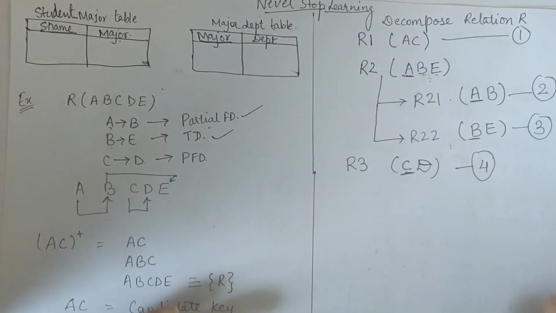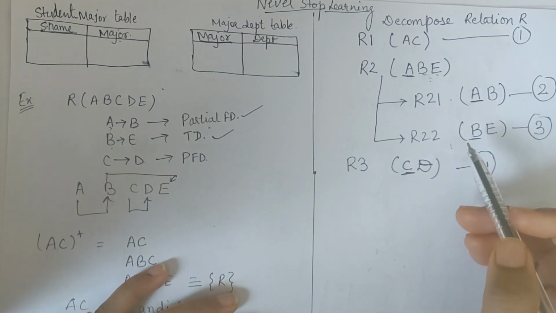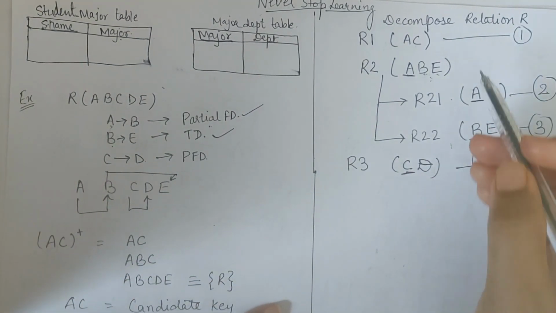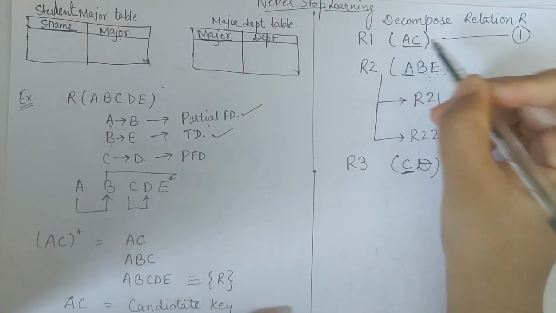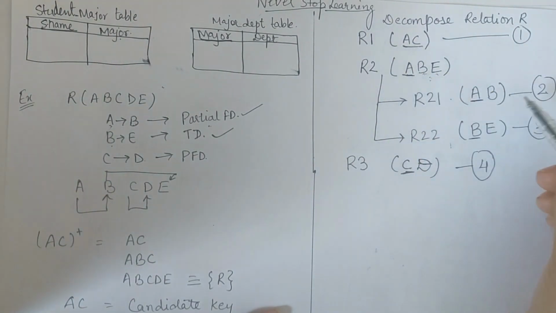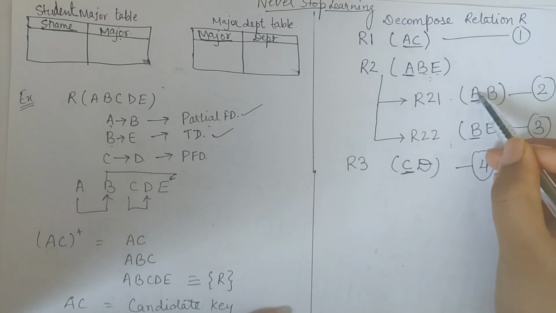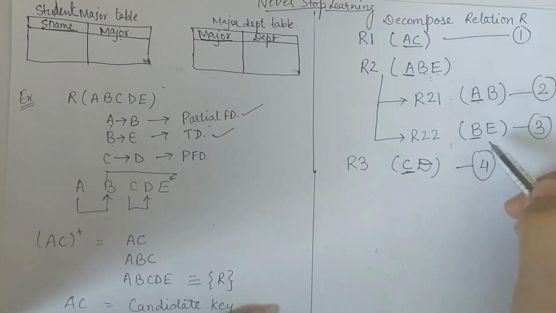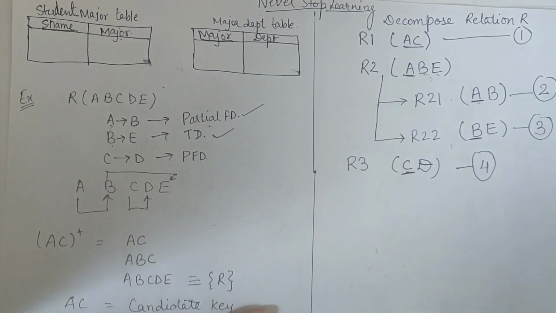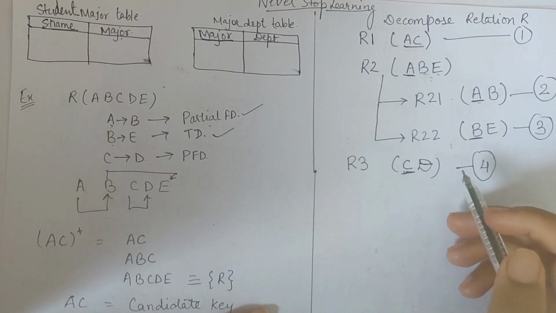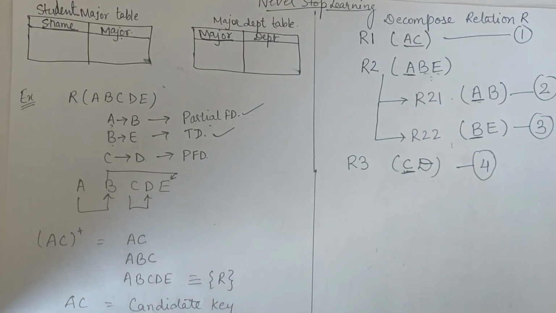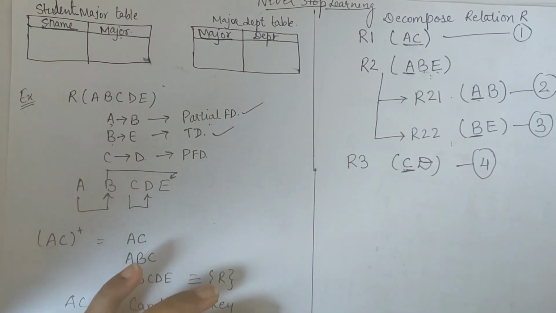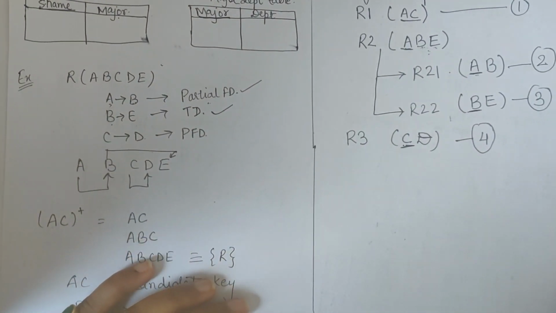And now here there is no partial dependency and there is no transitive dependency, because for this table this is the key. For this table A is the key, which is determining a non-prime attribute, which is B. For this table, B is the key, which is determining a non-prime attribute, E. For this table, C is the key, which is determining a non-prime attribute, which is D. So the problem is solved. Okay.